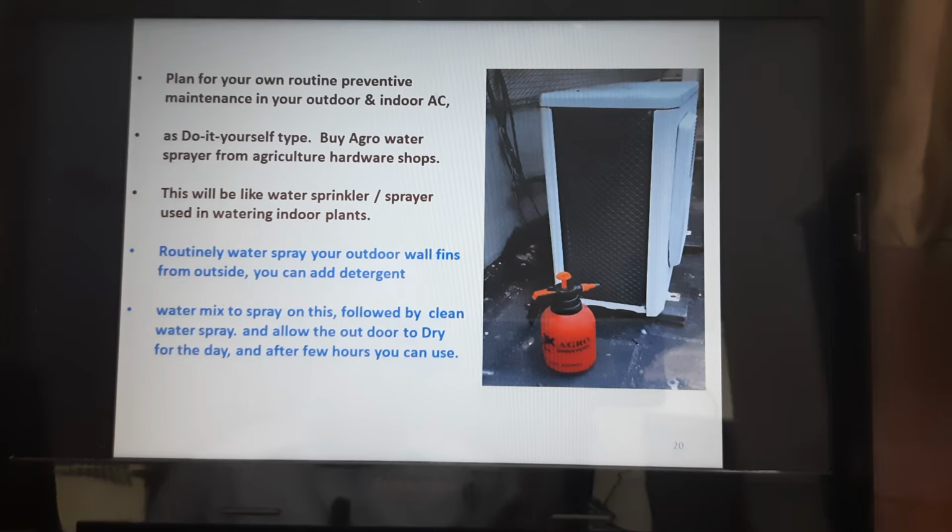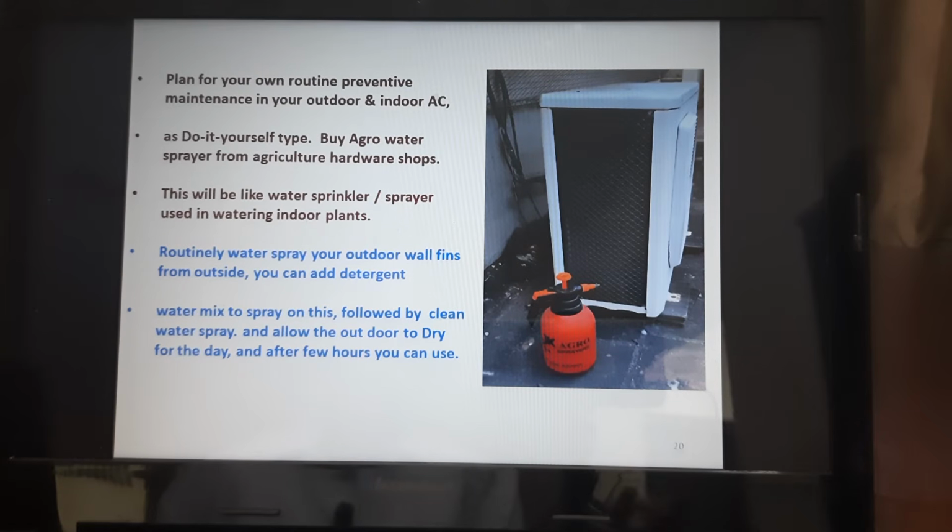Also, the do-it-yourself type exercises are employed by many of our citizens now. Whatever the routine maintenance you can do for your outdoor AC, especially the outdoor unit, you can buy an agro water sprayer from the agriculture hardware shops, and routinely, weekly or monthly or once in 2 months, you can clean the outdoor fins by splashing detergent water first, and then later clean water, and let it dry out for the day.